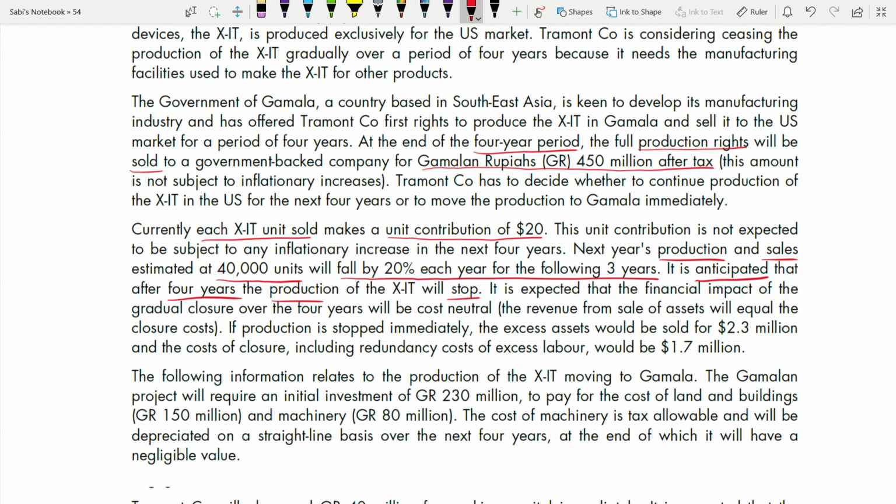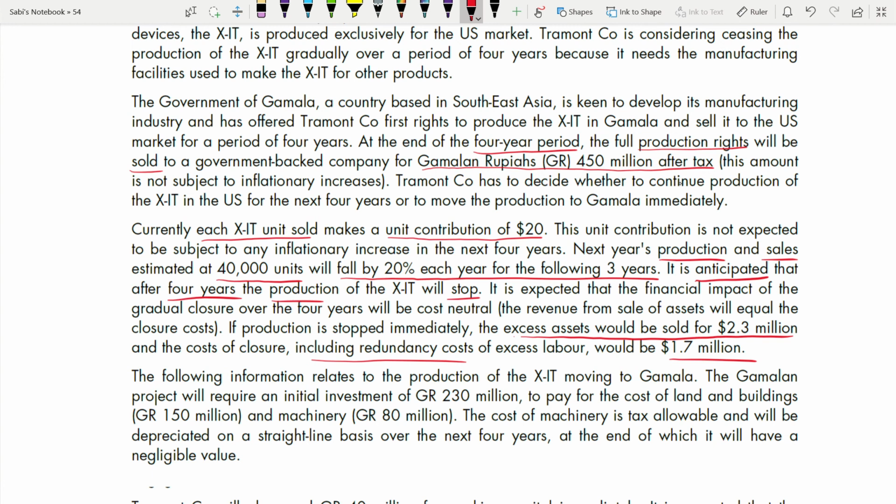Now they are telling what is the cost if they stop immediately. So the excess assets would be sold for 2.3 million. Okay, so redundancy cost is 1.7 million. Cost of closure including redundancy cost of excess labor would be 1.7 million. If the production is stopped immediately, these are the costs.